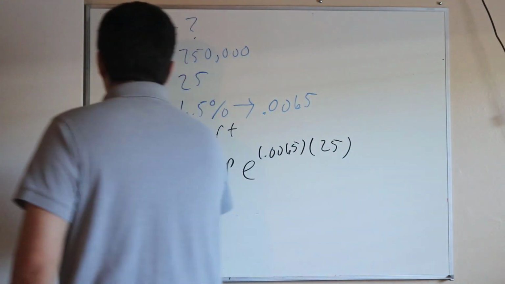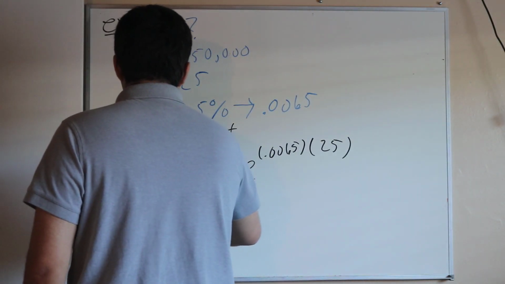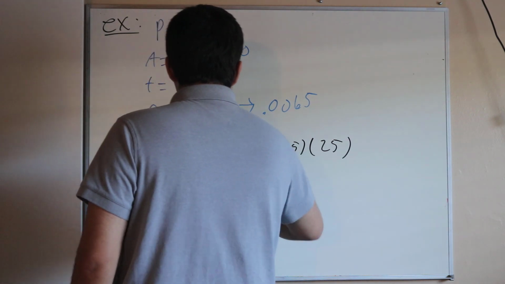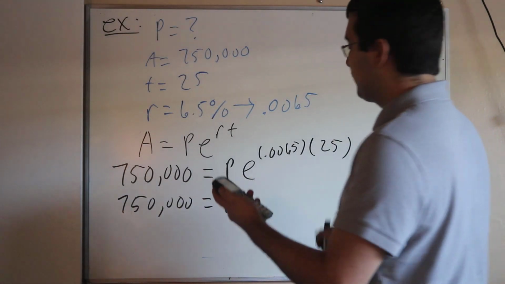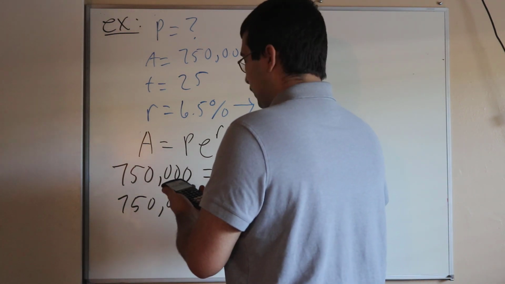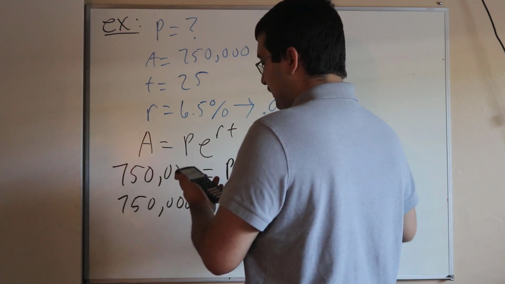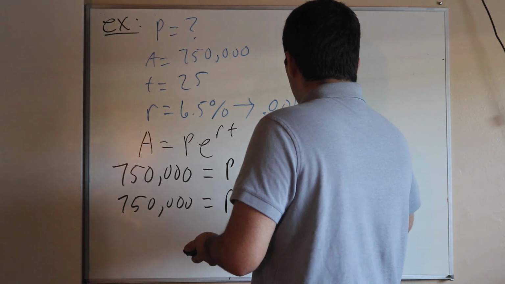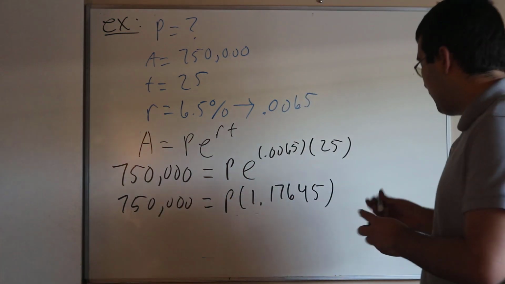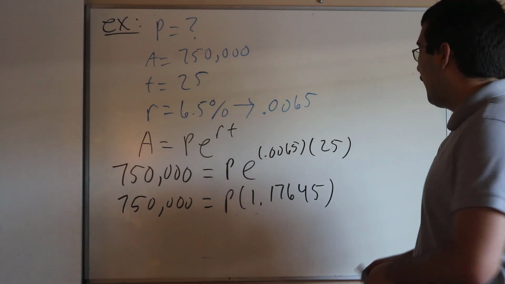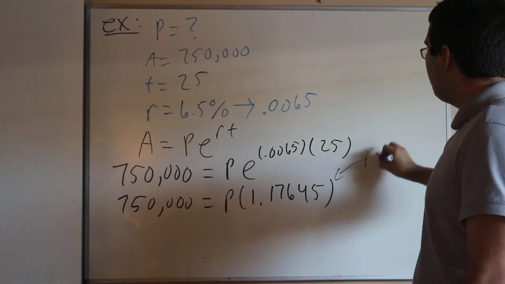So, using our scientific calculator, we get that this is P times 1.17645, let's call it. I guess it is important to note, and I should discuss this, I did round here.